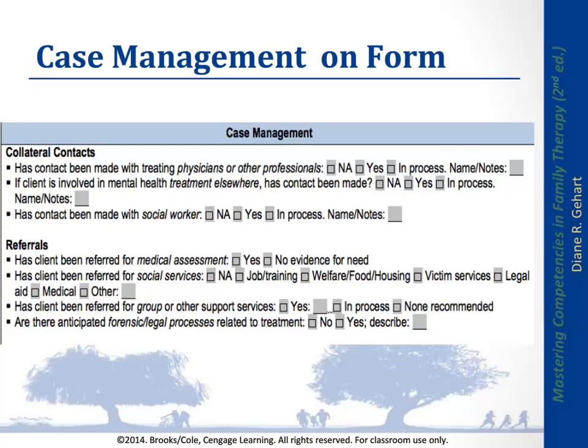So here you can see the section of the form that covers case management, and it starts with collateral contacts. So these are contacts to other support persons. So you have the physicians and other professionals, mental health treatment elsewhere, and a social worker. And then you have a list of the potential referrals for a medical assessment or for social services or for support groups or group therapy, any type of forensic or legal processes related to treatment. So this is the first half of the case management form.